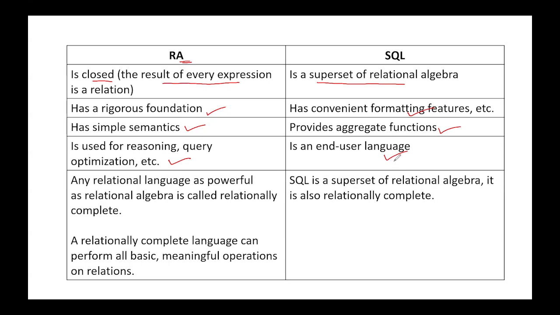Remember, SQL is an end user language, whereas relational algebra is not. We will use it for reasoning and finding out certain optimizing things, but SQL is a language which the end user uses in order to retrieve data from the database. Any relational language as powerful as relational algebra is called relationally complete. A relationally complete language can perform all basic meaningful operations on relations. That is why we call relational algebra complete.